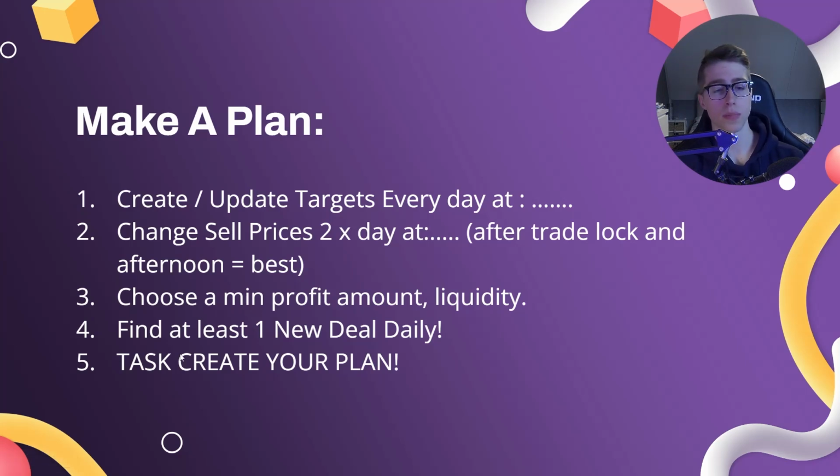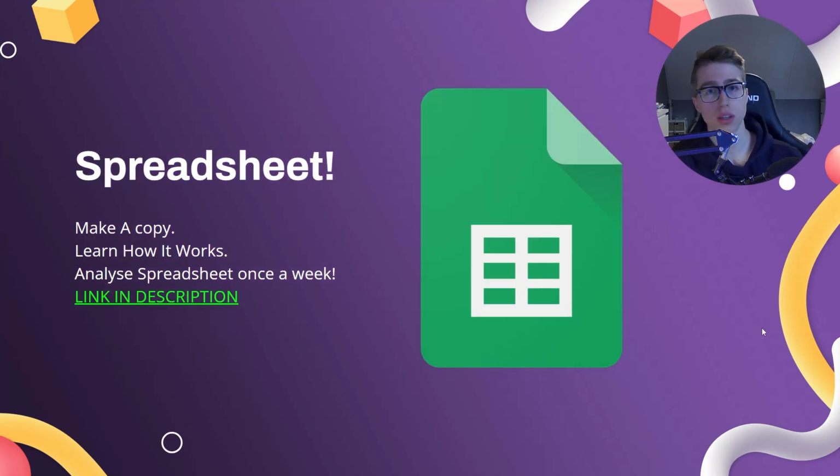Find that out. And then something for consistency is find at least 1 new deal daily. Find 1 skin that you can flip daily in order to expand all the skins that you have. Because the more money you have, the more targets you will create. Okay, so after you created your plan, we're gonna go to the next step. And that is the spreadsheet. Very important. This is one of the 3 bonuses. And what you're gonna do is go to the link in the description.